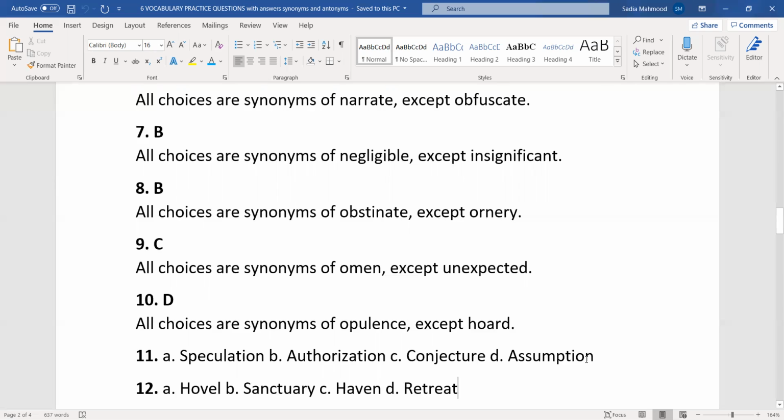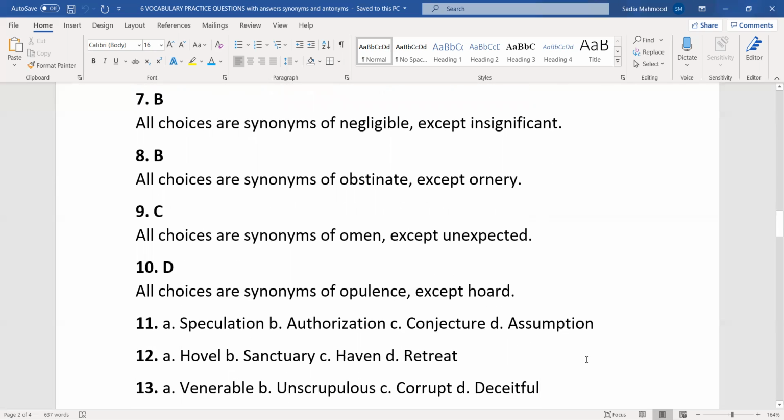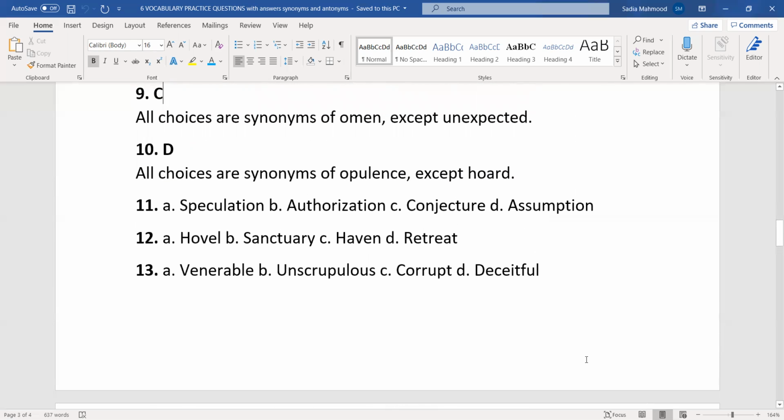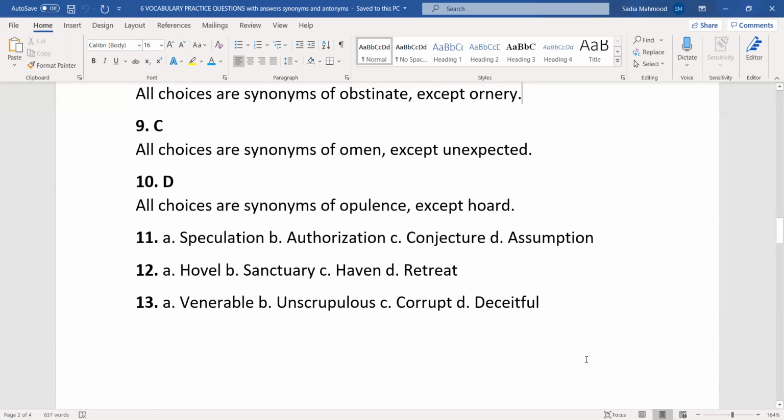Question number 8, option B is the right answer. All choices are synonyms of obstinate except ordinary. Question number 9, option C is the right answer. All choices are synonyms of omen except unexpected. Question 10, option D is the right answer. All choices are synonyms of opulence except hold.